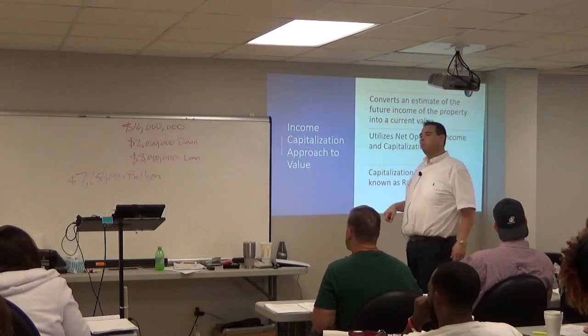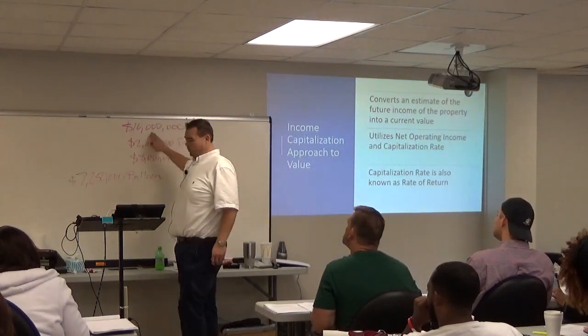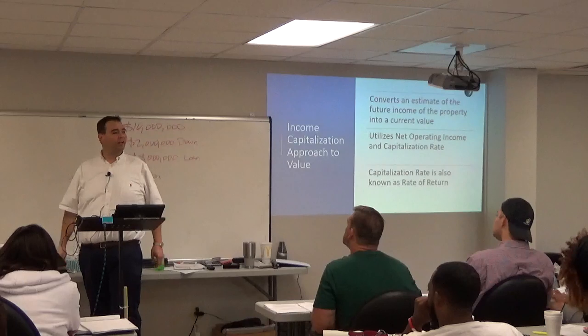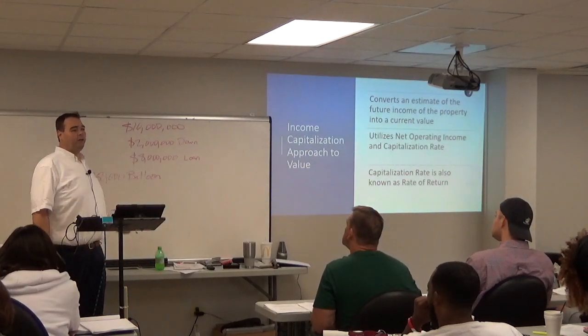So if the value of the property goes down by 30%, it was worth $10 million. How much is it worth now? $7 million. How much is my balloon payment?